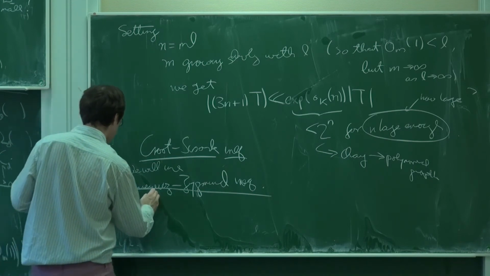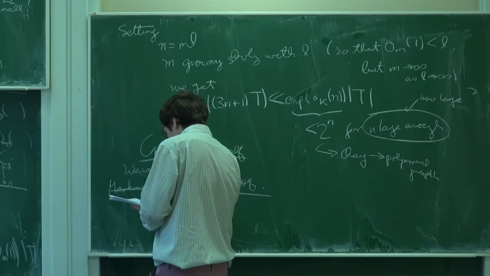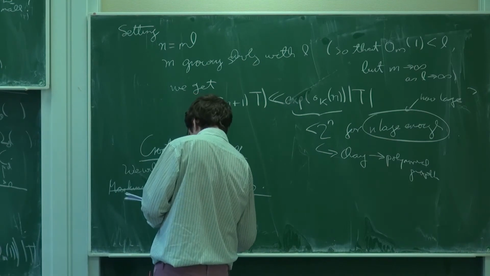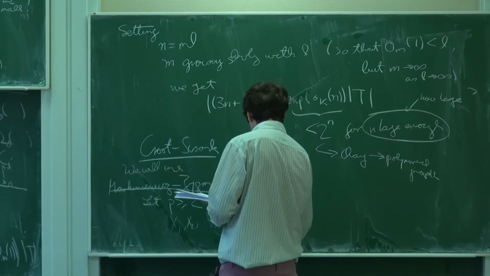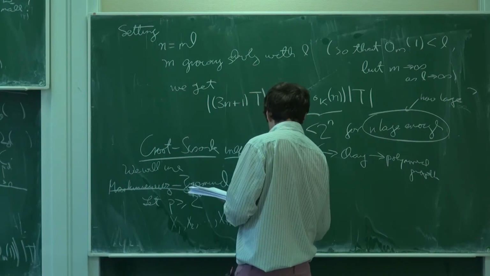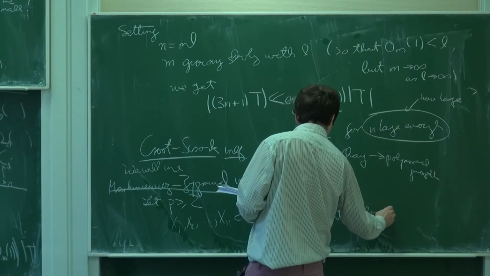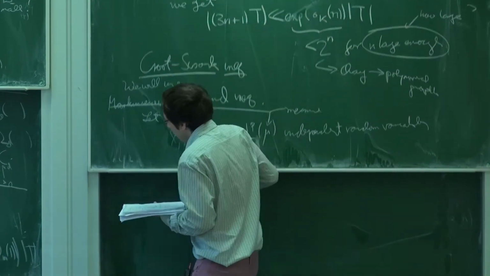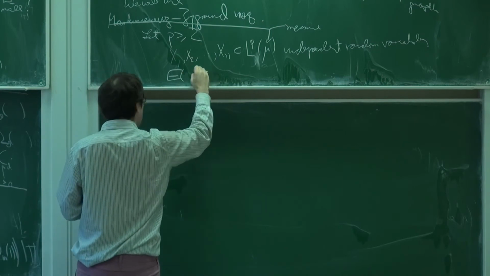Very well. So let p be at least 2. Let x1, ..., xn be things that are L^p measurable with respect to some measure, and these are independent random variables. Then, and we assume that the expected value of the sum is 0.